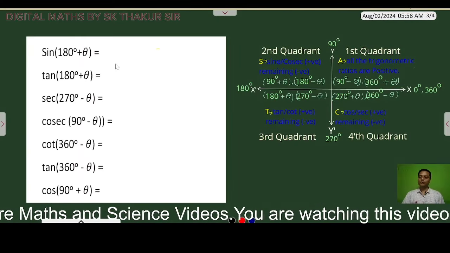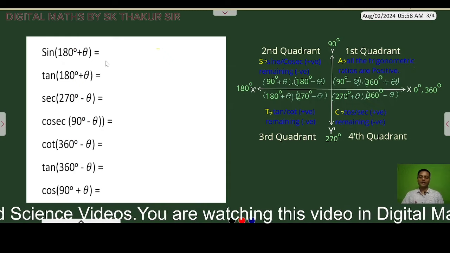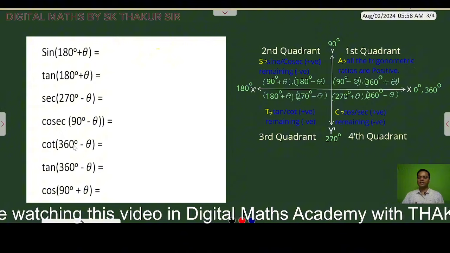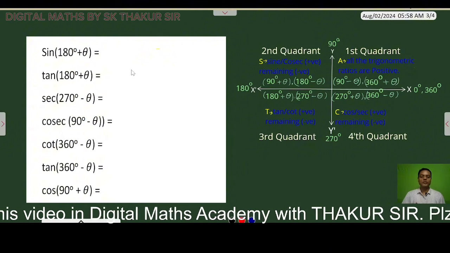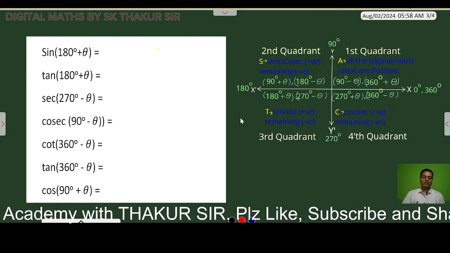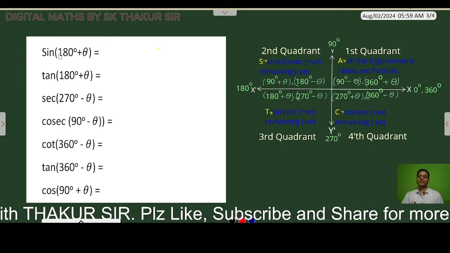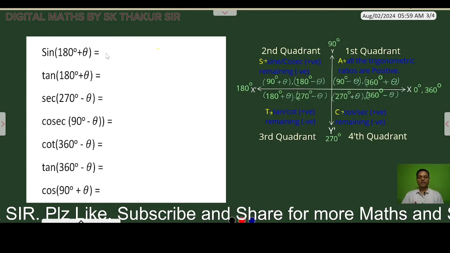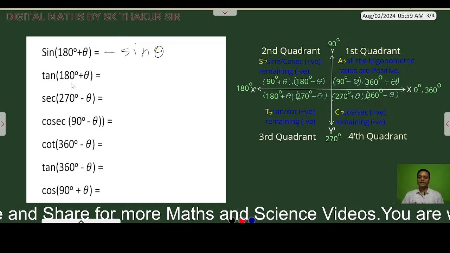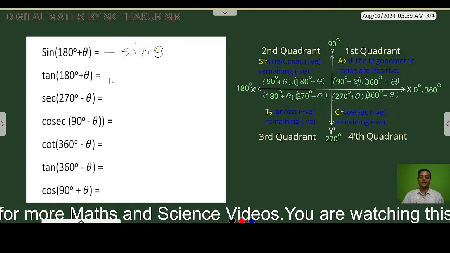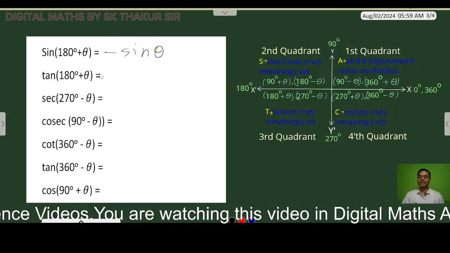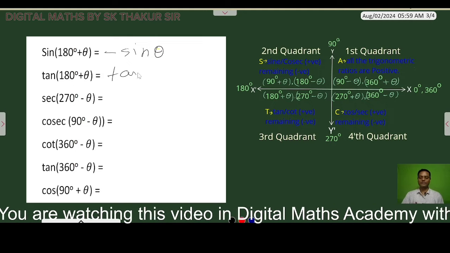Here we have sine 180 degree plus theta. In the case of 180 degree plus or minus and 360 degree plus or minus, the trigonometric ratios do not change. But 180 degree plus theta lies in the third quadrant. So sine 180 degree plus theta gives minus sine theta. Similarly, tan 180 degree plus theta lies in the third quadrant, so it will have positive value only. So tan 180 degree plus theta is plus tan theta.